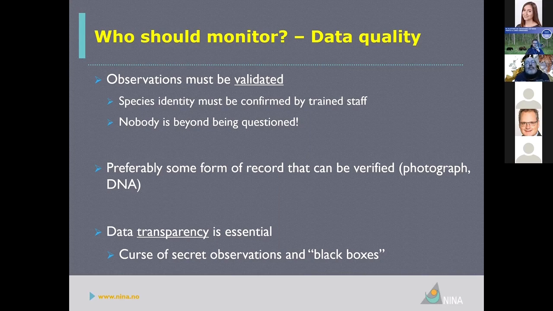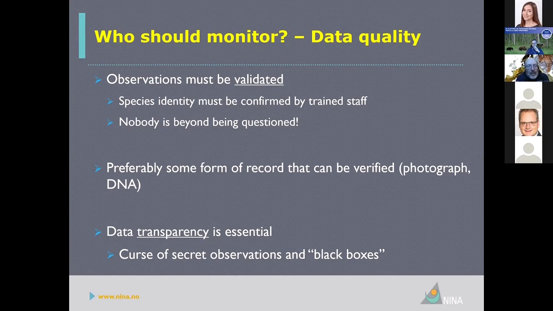important. And the other thing which is important is that nobody is beyond being questioned. Nobody is such an expert that they do not deserve to be asked the question: are you sure? Can we believe you? Are you certain? Can you prove it? This is something we all have to get used to, that all of us are able to imagine things, we're able to misidentify things, and we should be very open to being questioned. So it's really nice if data is in a form that can be verified, such as a photograph from a camera trap or a DNA sample.